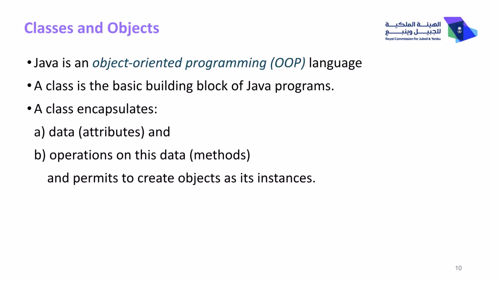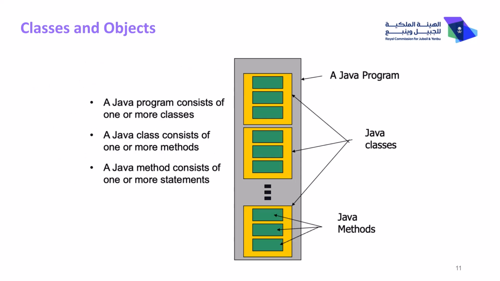Java is an object-oriented programming language. The fundamental building block is a class, which encapsulates data, or attributes, and operations on this data, known as methods. Classes allow for the creation of objects as their instances. A Java program consists of one or more classes. Each class contains one or more methods, and each method is made up of one or more statements.